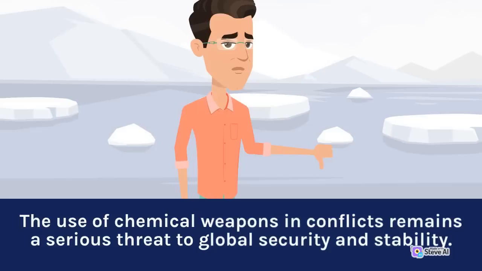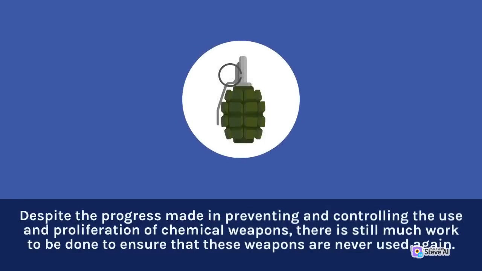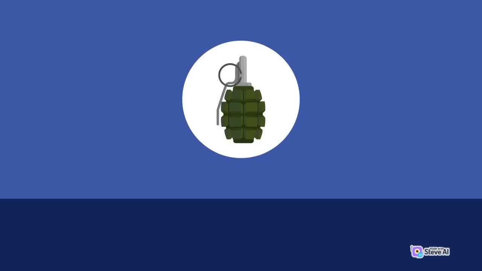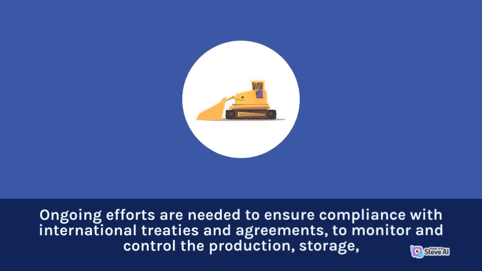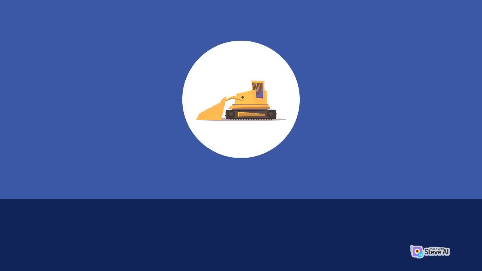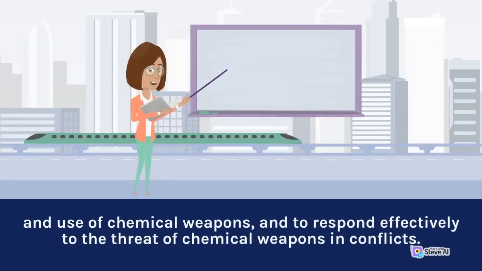The use of chemical weapons in conflicts remains a serious threat to global security and stability. Despite the progress made in preventing and controlling the use and proliferation of chemical weapons, there is still much work to be done to ensure that these weapons are never used again. Ongoing efforts are needed to ensure compliance with international treaties and agreements, to monitor and control the production, storage, and use of chemical weapons, and to respond effectively to the threat of chemical weapons in conflicts.